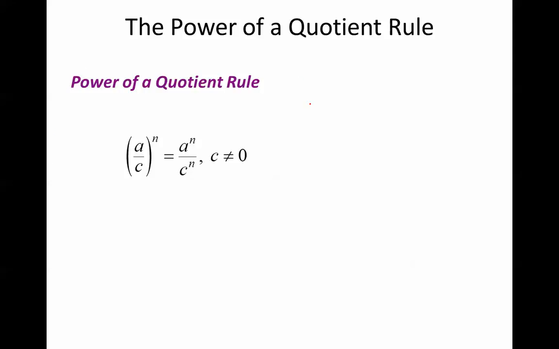Alright, the next rule is the power of a quotient rule. And the power of a quotient rule says that if you have a over c in parentheses to the nth power, that's equal to a to the nth over c to the nth. So like on the other one, you're going to raise everything in parentheses to the nth power.